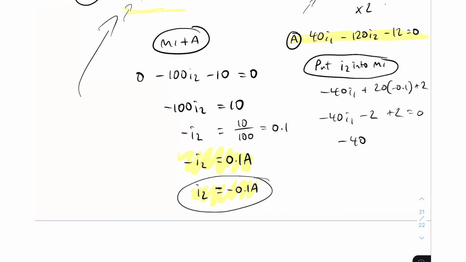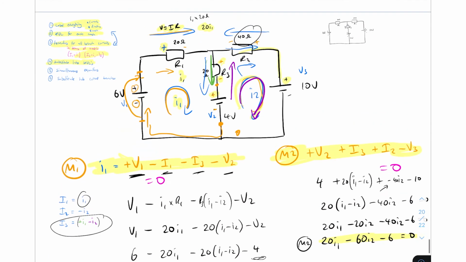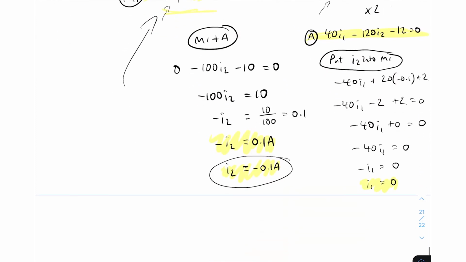So you've got minus 40, this is a weird one, minus 40 I1 plus 0 is equal to 0. So you've got minus 40 I1 is equal to 0, which means that if you divide both sides by 40, you get minus I1 is equal to 0. And then obviously invert it, so I1 is equal to 0. That's an interesting one. Okay, so what we're saying here now is that the current through this loop here is 0. Interesting enough.